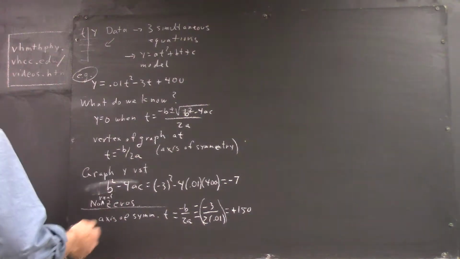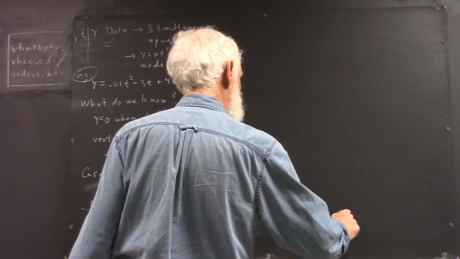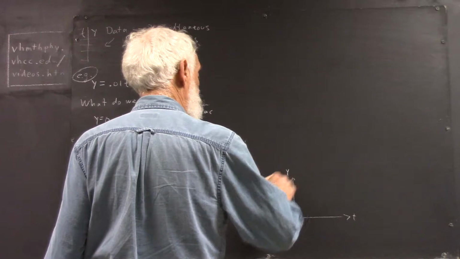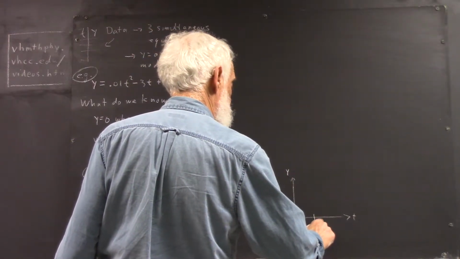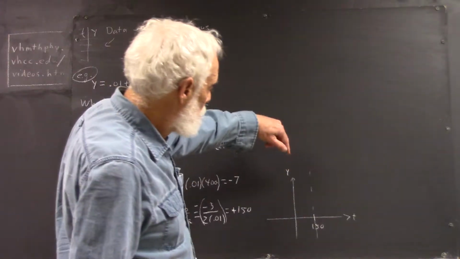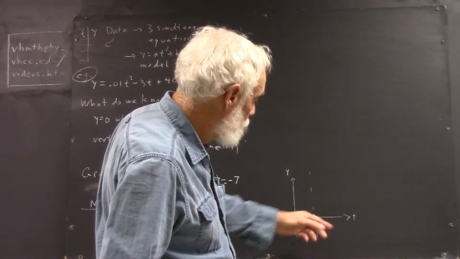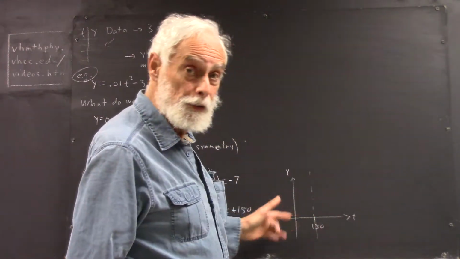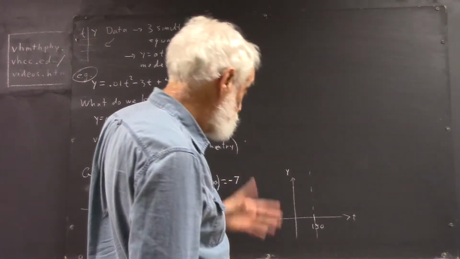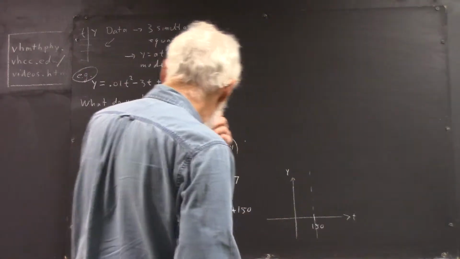So now, if we want to do the graph, here's our t-axis, and here's our y-axis. We know that we come out to 150 here, and the axis of symmetry is going to be here. So the parabola is going to be something like this, or maybe like this. Of course, it won't come up through the t-axis, because then you'd violate the fact that there are no real zeros. So we have to locate the vertex and figure out whether the parabola is opening upward or downward.